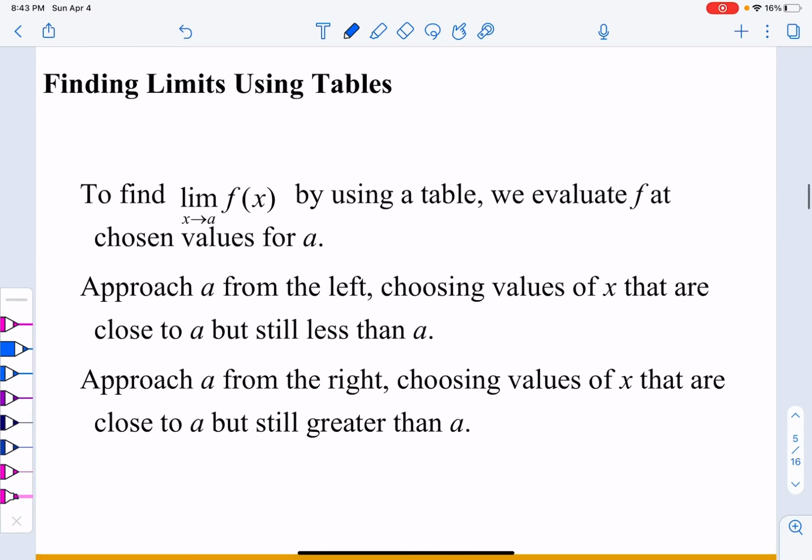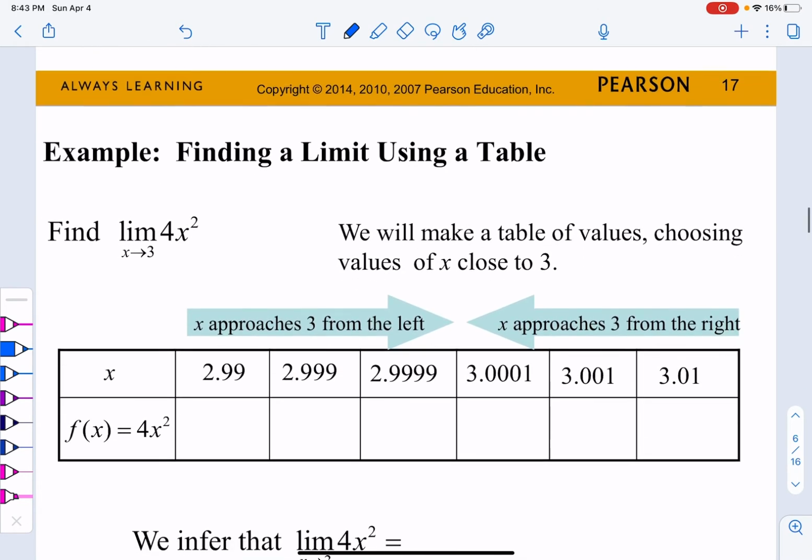So, finding limits using tables. It says to find the limit as x approaches a of f of x using a table, we evaluate f at chosen values for x near a. We approach a from the left, choosing values of x that are close to a but still less than a, and we approach a from the right, choosing values of x that are close to a but still greater than a. So let's take a look at an example.